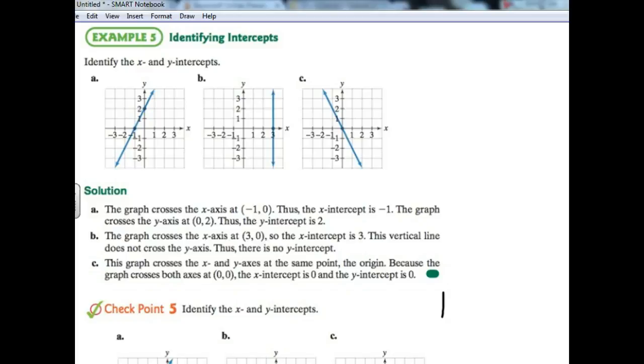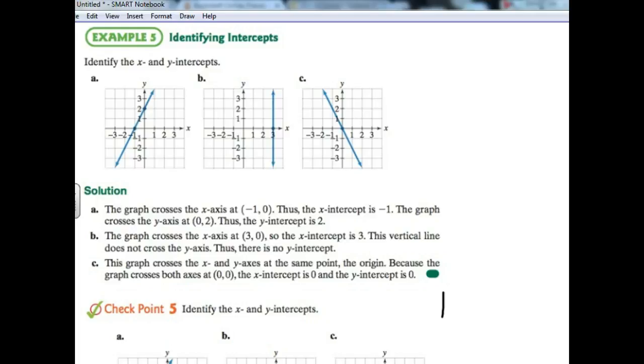Hello, we're in your Pre-Calculus Part 1 textbook. This is found on page 141 of your textbook. This is under Lesson 1.1. And we're looking at Example 5 that says that it wants us to identify intercepts.